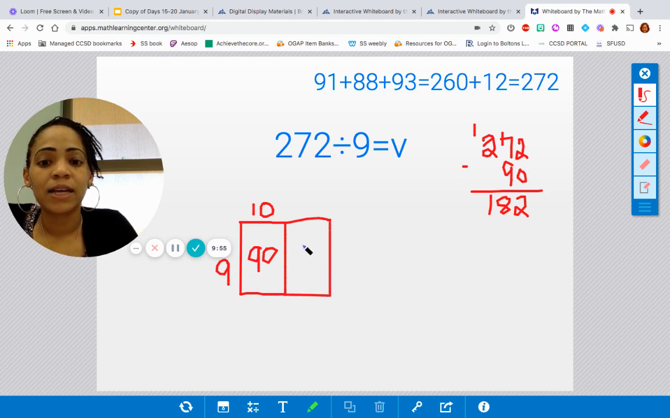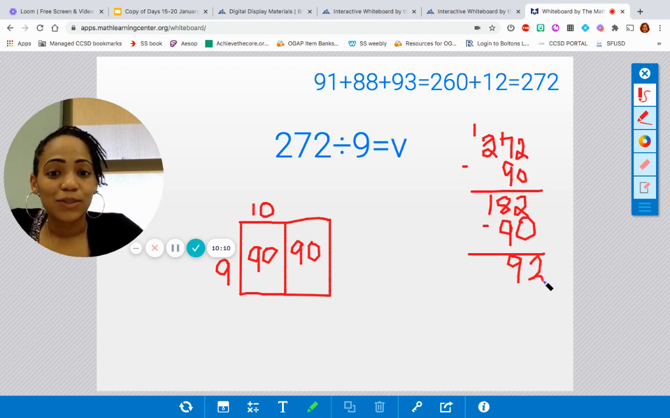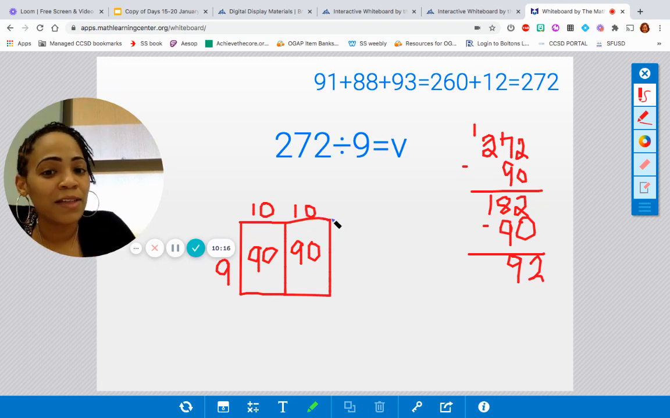So here's another 90. Now how much do I have left? I have 92 left. I know 90 plus 90 is 180. Do I have enough to take out another dimension of 10? Absolutely. So I'm going to do that. Here's my 10.